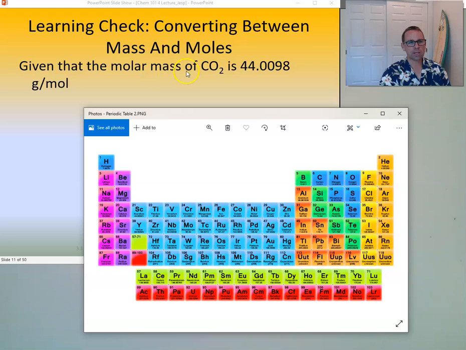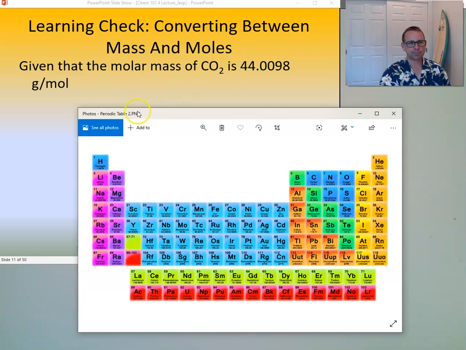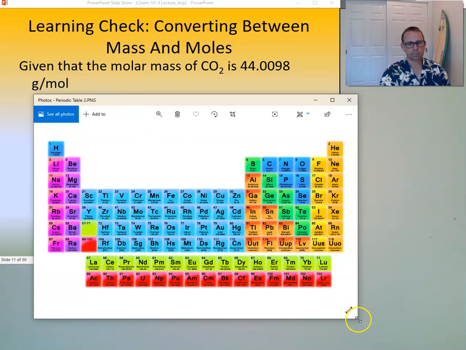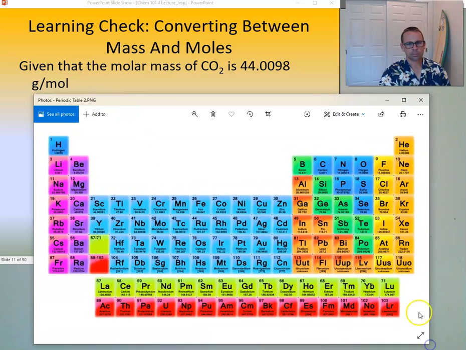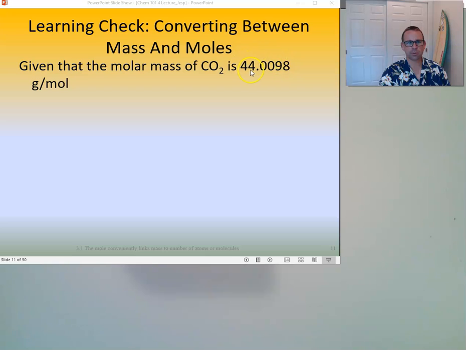So the molar mass for carbon dioxide is 44.00. How do we get the molar mass for carbon dioxide? Do you remember? What do we do to find it? 12 plus 32. Very good. 12 plus 2 of these 16s, which is 32. So that's how we get the 44.